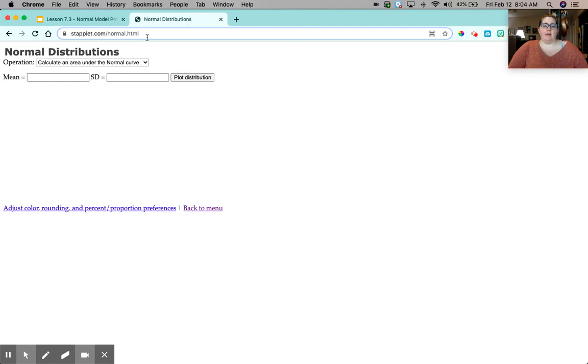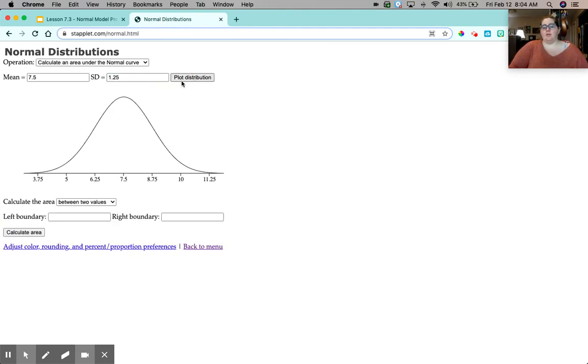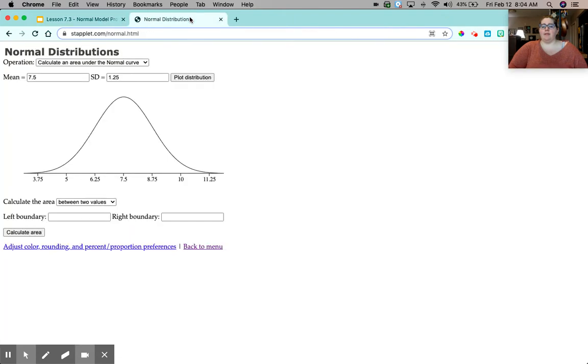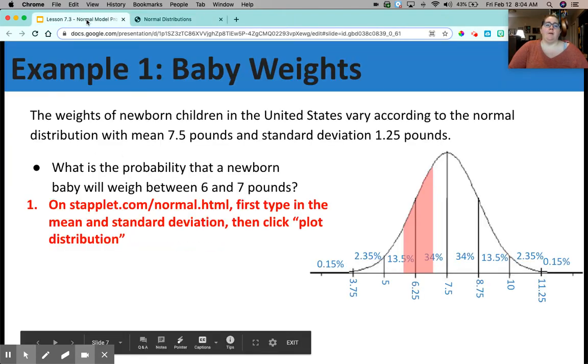So I'm going to come over here where I've gone to this website. I'm going to click for mean and put 7.5, and click for standard deviation and put 1.25, and I'm going to say plot distribution. That will actually draw and label our normal model just like we did a second ago by ourselves. It doesn't put the percentages in each area like we did by ourselves, but it's there.